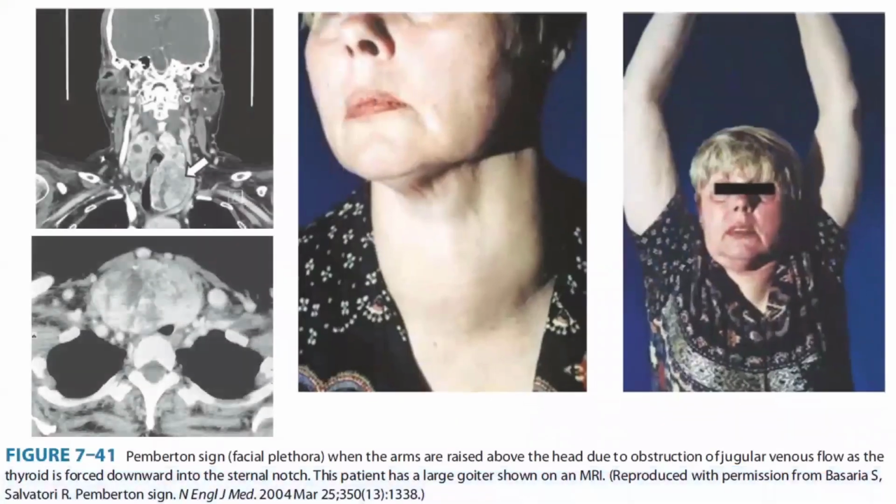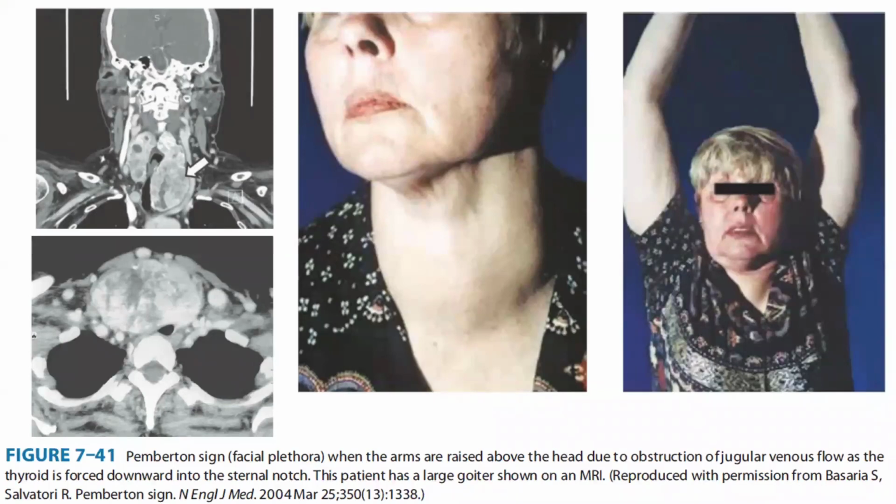So this is Pemberton sign. In any patient presenting with a nodule, I will ask him to raise his arms. If facial plethora is present, this is a compression manifestation like this. This is a retrosternal compression. And in this situation, I will go to surgery, even in an otherwise asymptomatic patient.